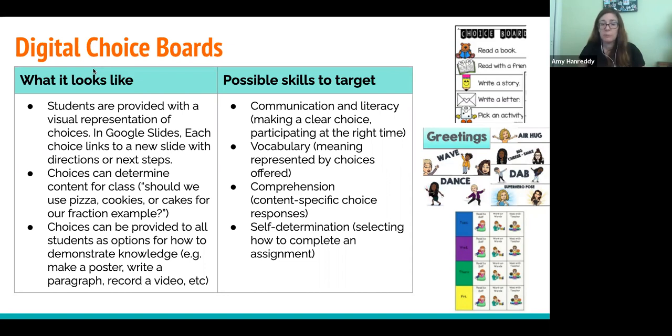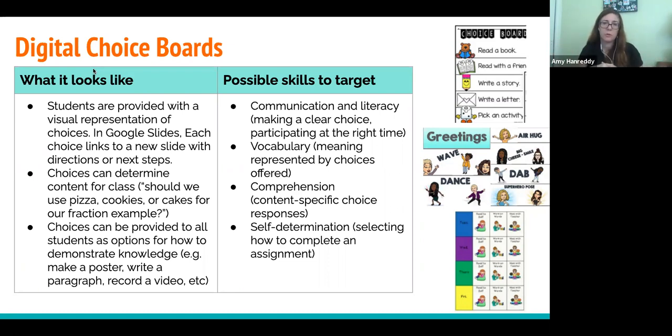So these choices can be provided to all students for options, or it could be something really specific or tailored to the student with more significant support needs for how they're going to participate or complete an activity. Digital choice boards can also be used for some communication support. So we can make simple communication boards using PowerPoint or Google Slides in the absence of other higher tech tools. So, just more simple options to say, yes, no, I'm not sure, could also be a version of a digital choice board.